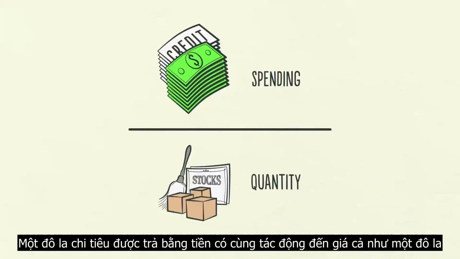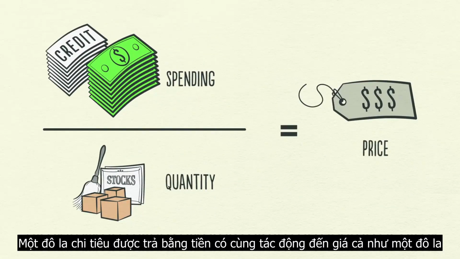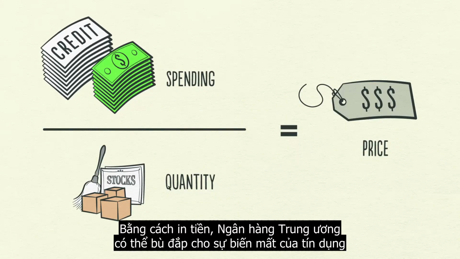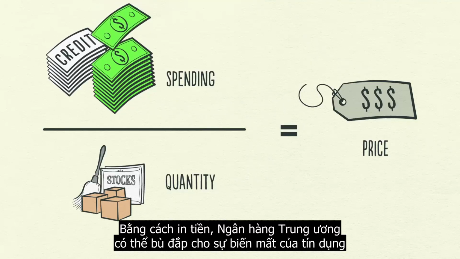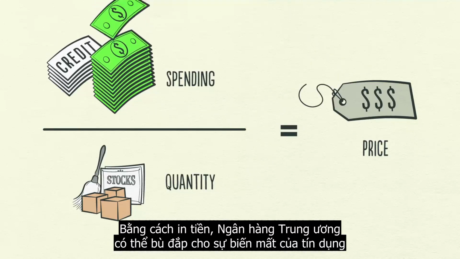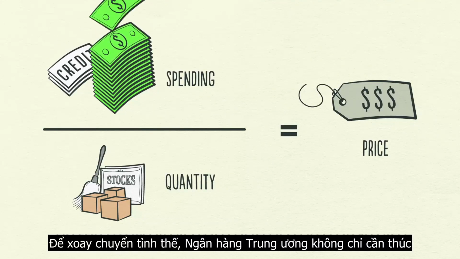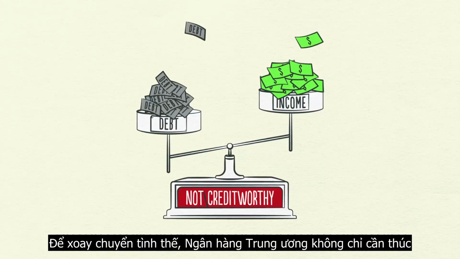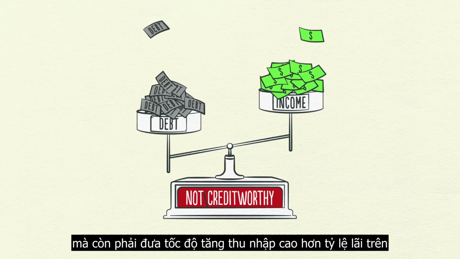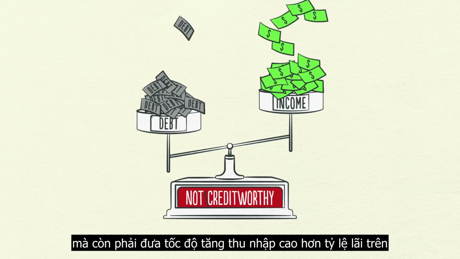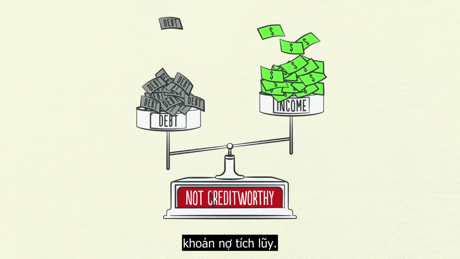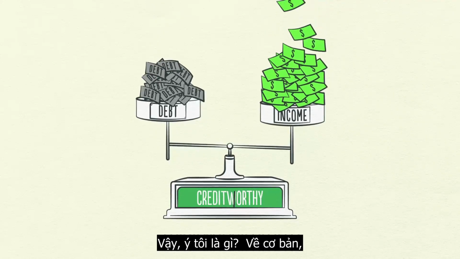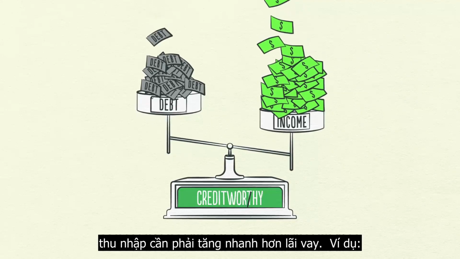A dollar of spending paid for with money has the same effect on price as a dollar of spending paid for with credit. By printing money, the central bank can make up for the disappearance of credit with an increase in the amount of money. In order to turn things around, the central bank needs to not only pump up income growth, but get the rate of income growth higher than the rate of interest on the accumulated debt. So what do I mean by that? Basically, income needs to grow faster than debt grows.